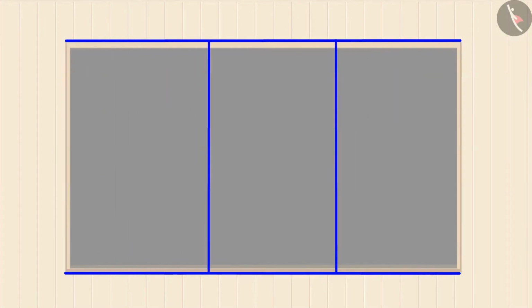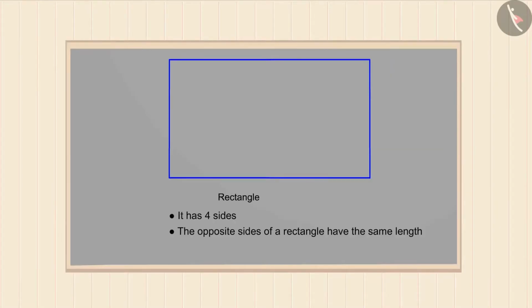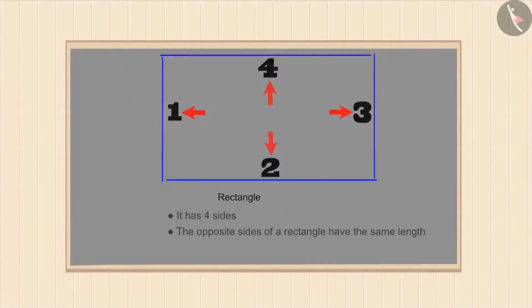You can see that the length of the traced figure is same and the width is also same. So this is a rectangle. A rectangle is a shape which has 4 sides and the length of its opposite sides are the same.